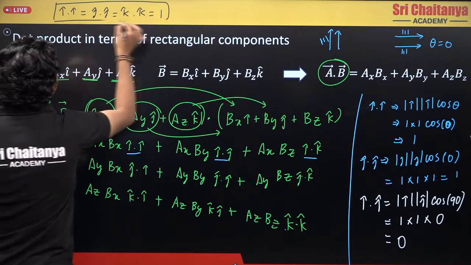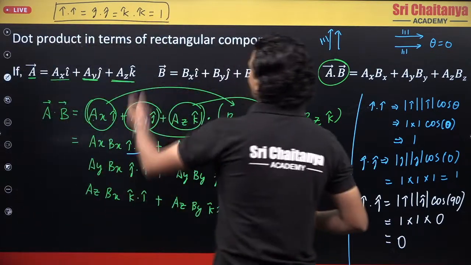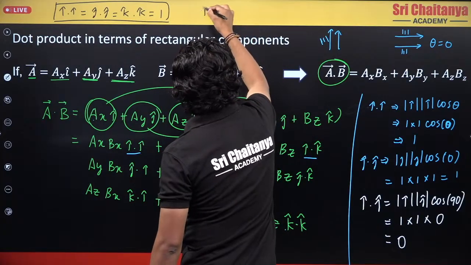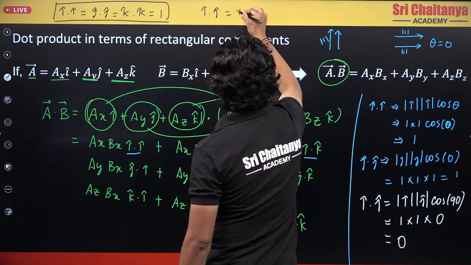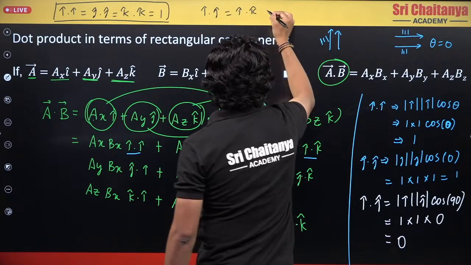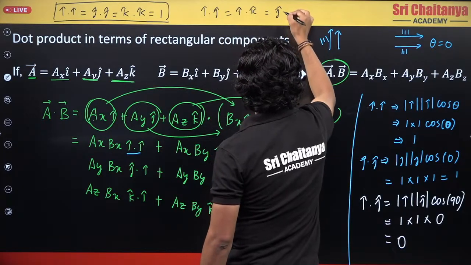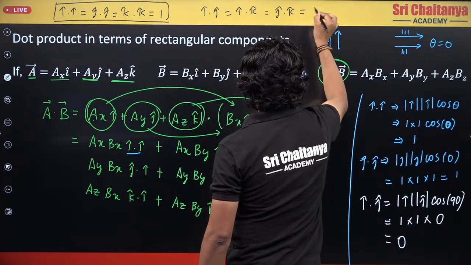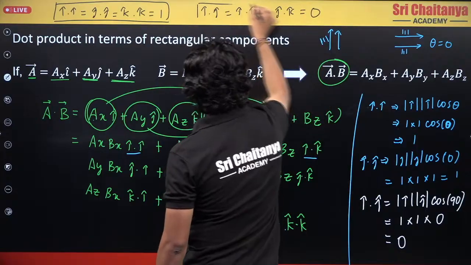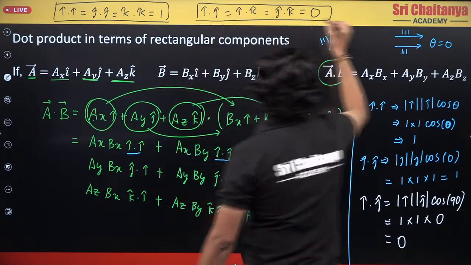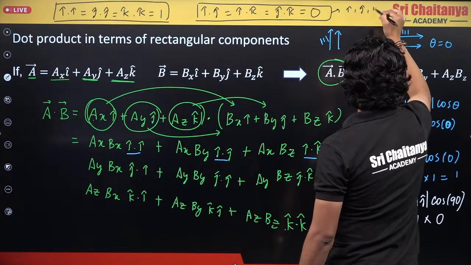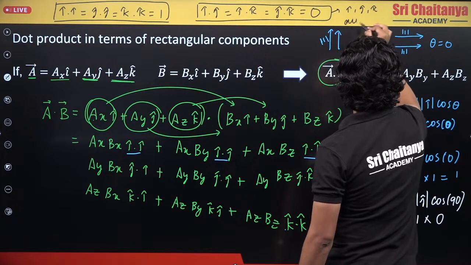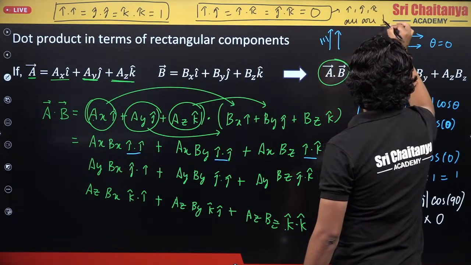Okay, this is a very important formula. But if I write i dot j, or let's say j dot k, the dot product is 0. Why? Because i, j and k all are perpendicular to each other.